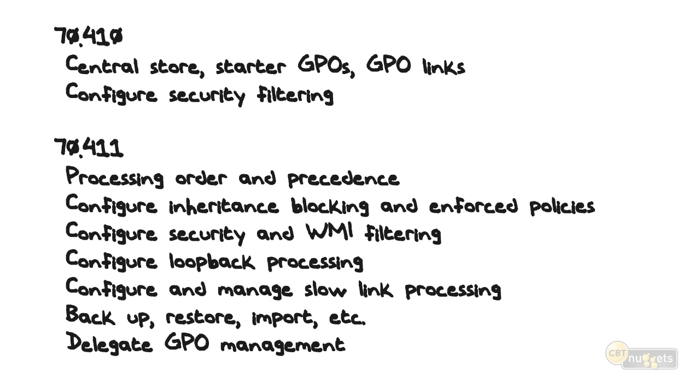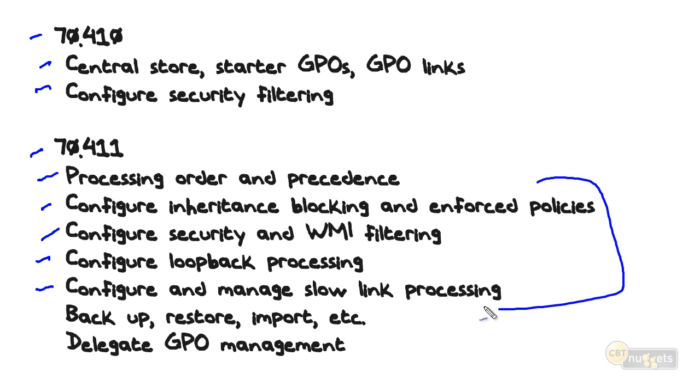For example, in the series for exam 7410, you'll learn about how to configure a central store, how to work with starter GPOs, and how to configure GPO links, as well as some information on configuring security filtering. The series for exam 7411 has a lot of group policy coverage, probably close to a fifth of it, because it's going to cover configuring processing order and precedence, configuring inheritance blocking and enforced policies, configuring security and WMI filtering, configuring loopback processing, configuring and managing slow link processing.